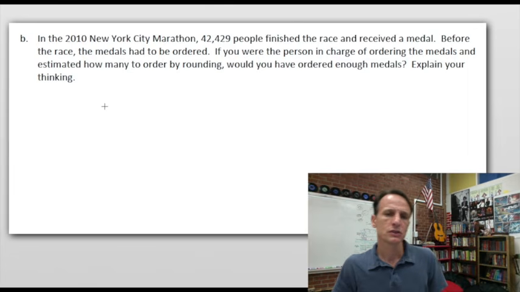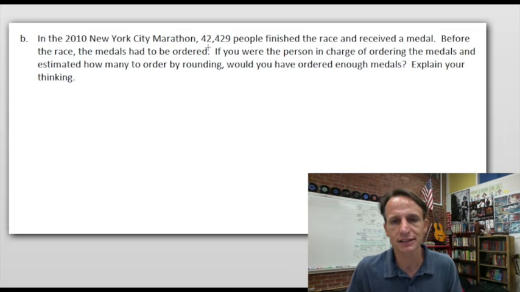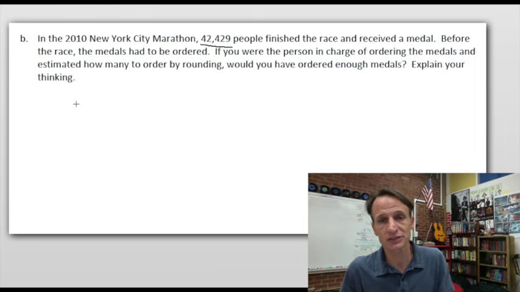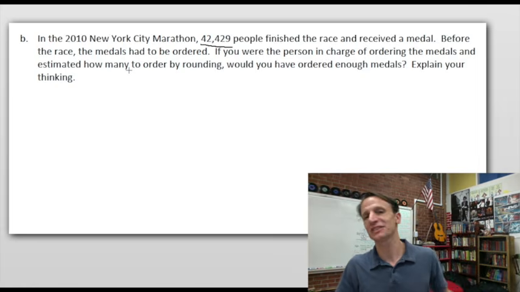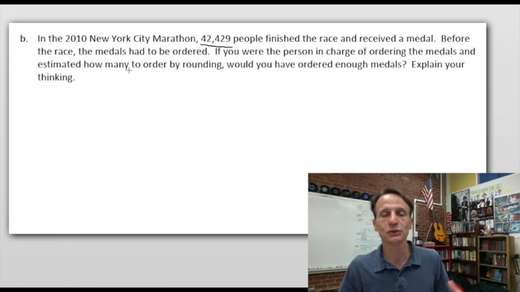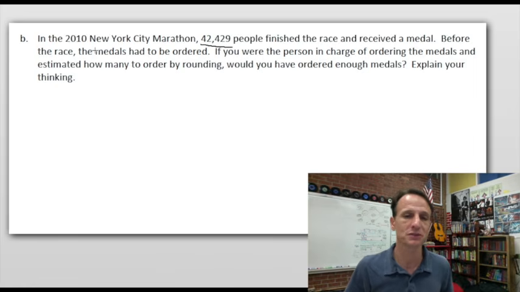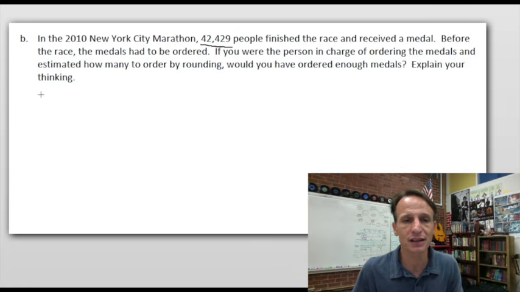Explain your thinking. So just looking at this, the key here is that if we were to round this number, 42,429, to either the nearest 10,000 or the nearest 1,000, in both cases the number would round down. And then you wouldn't have enough medals. And the whole point of this question is an essential one, which is that, does my answer make sense? If you round down, you're going to be short medals or T-shirts or whatever it is you're doing. So we can start by saying that 42,429 would round to what?